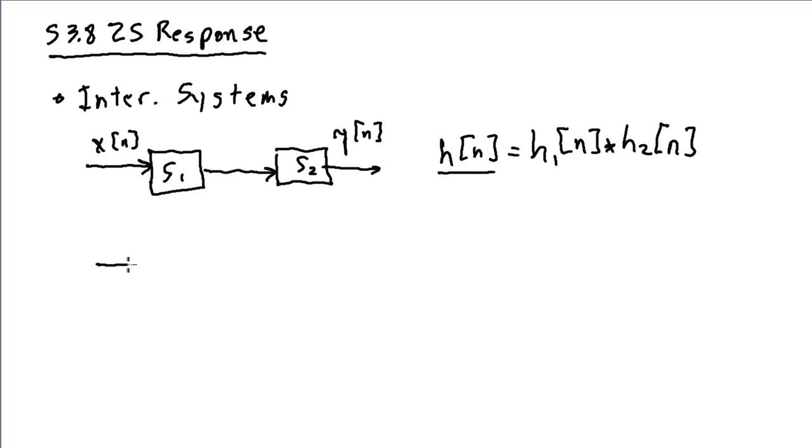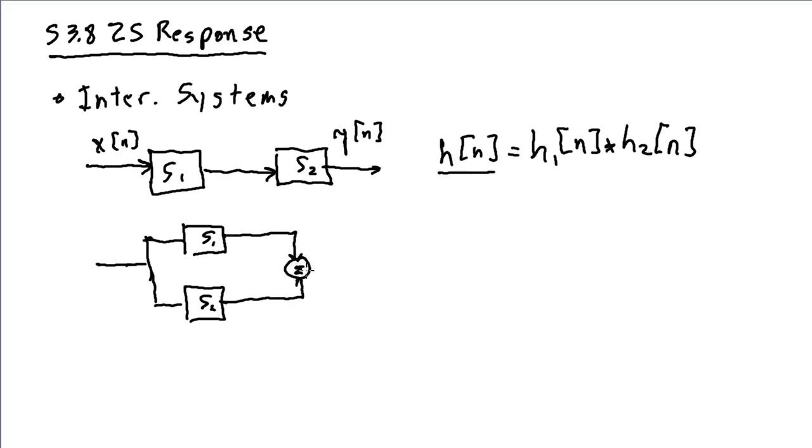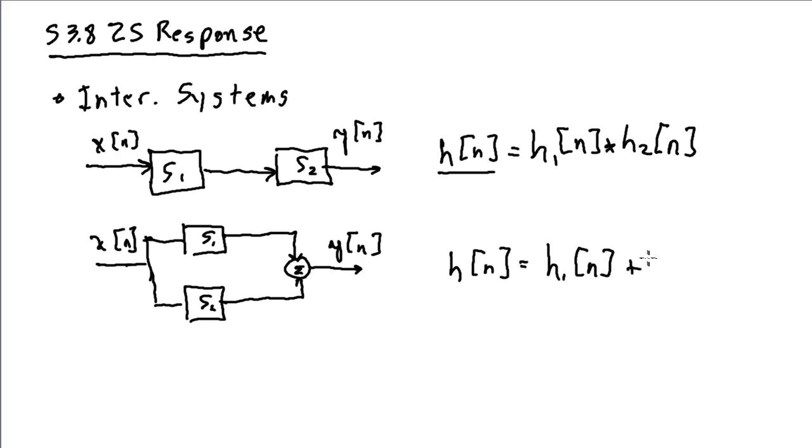The other case is the parallel system case. We have S1 and S2, and we sum their individual outputs to get the overall system output y of n with input x of n. It's easy to show in this case that the total impulse response is the sum of the individual impulse responses.